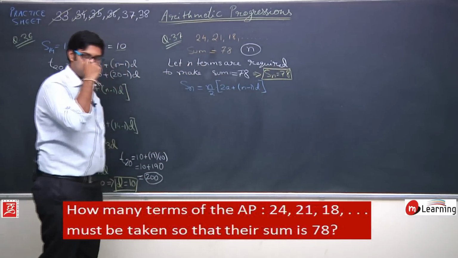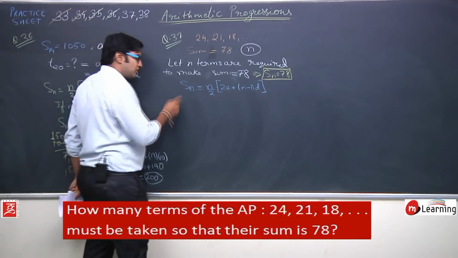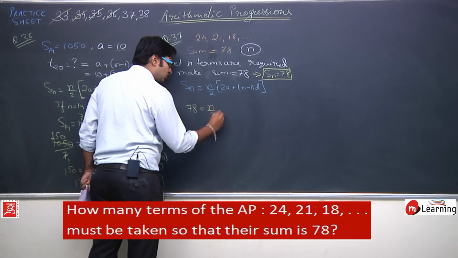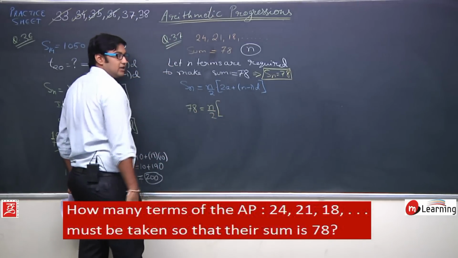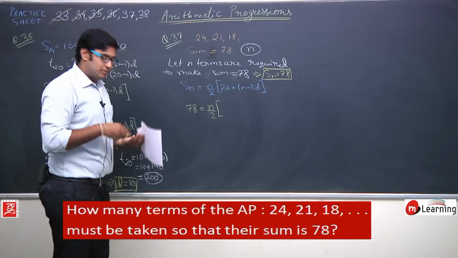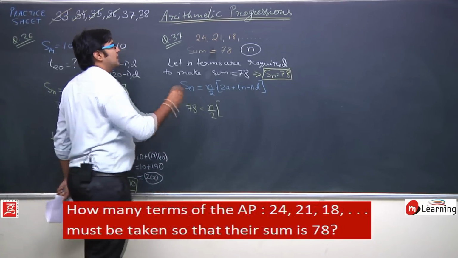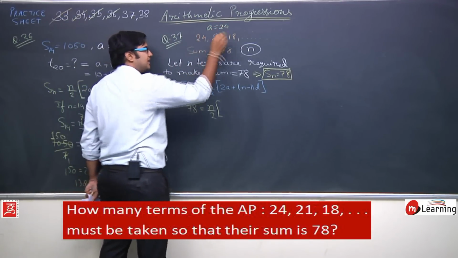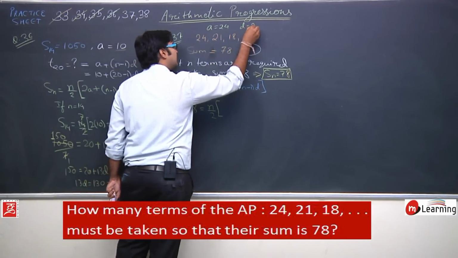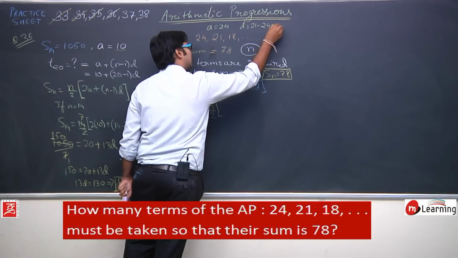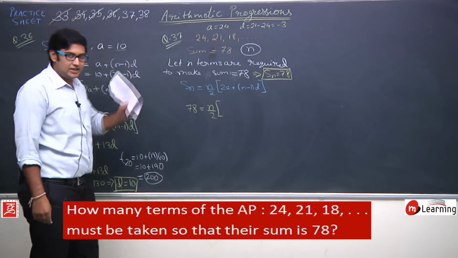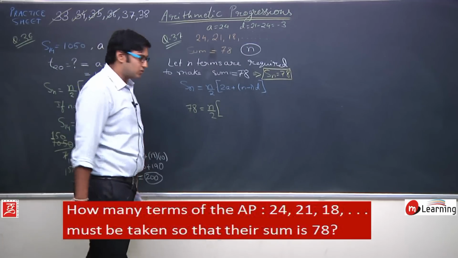Okay, Sn is equal to 78. So here I can write 78 is equal to n by 2 into the bracket 2a. Now what is a for this particular series? a is equal to 24. And what is d? d is equal to 21 minus 24, that is minus 3. So d, that is the common difference, is minus 3 and the first term is 24.